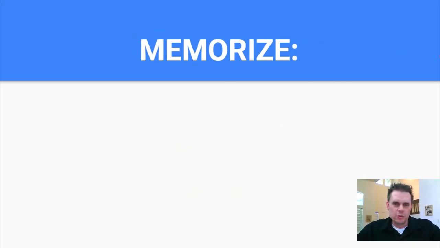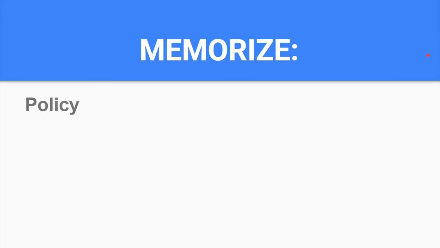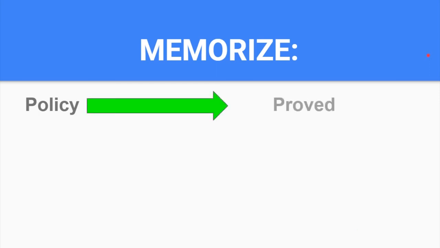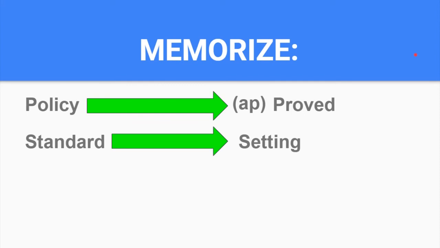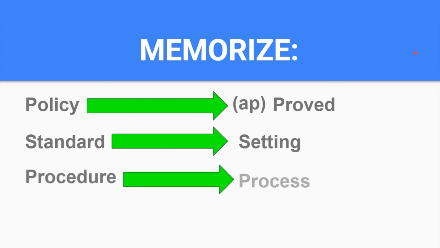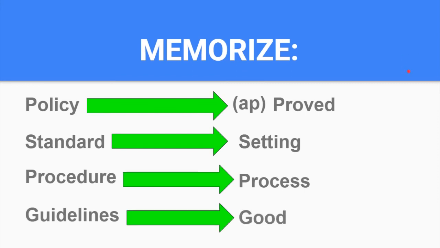All right? If you have trouble with this concept, you can memorize it with a little bit of a mnemonic. Most of us probably don't need to, but this could help. This is breaking it down to the very simplest terms. You're going to say the phrase: policy is approved. Policy needs to be approved by executive management. It's the high-level one. Standard is a setting. Standards, settings. Procedure is a process, and guidelines are good. That's a very simple, easy way to memorize this if you need help doing that.